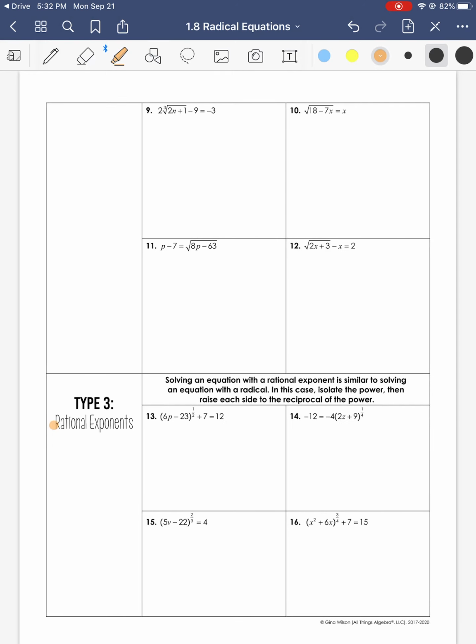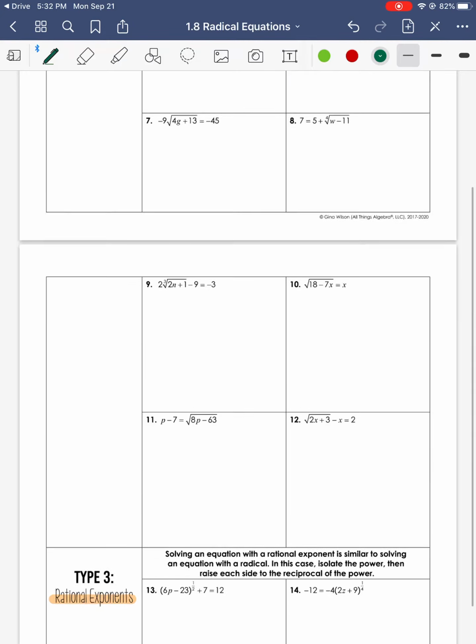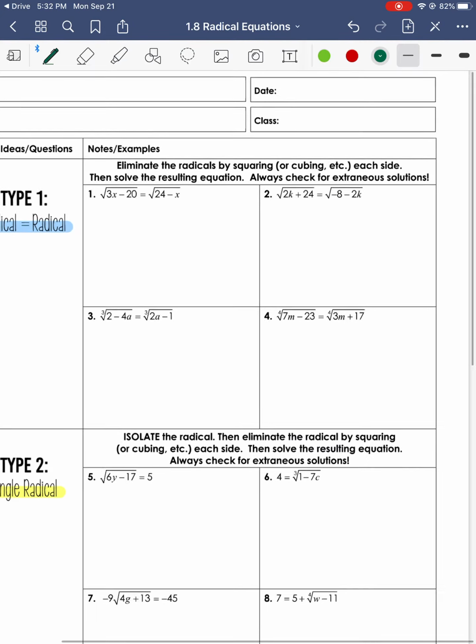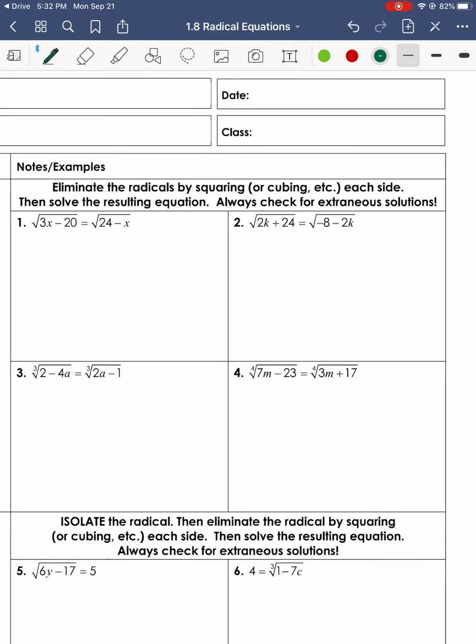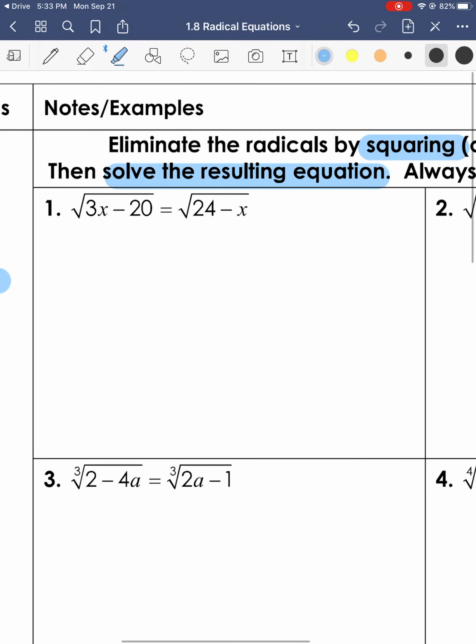And the third type is when we have rational exponents, which we already know can be written as radicals. Okay, so here are your instructions. Eliminate the radicals by squaring each side, or cubing, or whatever type of exponent will undo the root. Okay, so the opposite. And then solve the equation. And then here, a little special reminder, always check for extraneous solutions. Okay, so that's kind of the process here.